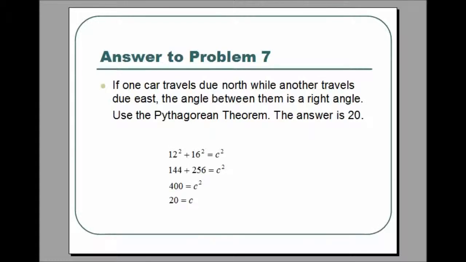Therefore, we substitute into the Pythagorean theorem. 12 squared plus 16 squared equals c squared. 144 plus 256 equals c squared. That adds to 400. We have 400 equals c squared. Taking the square root of both sides gives us 20 equals c.